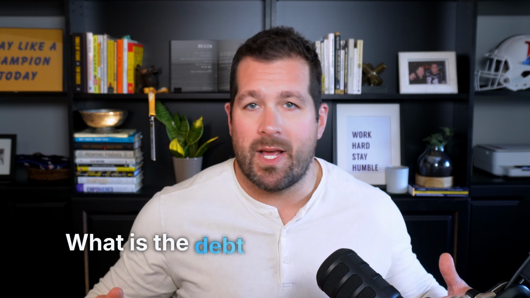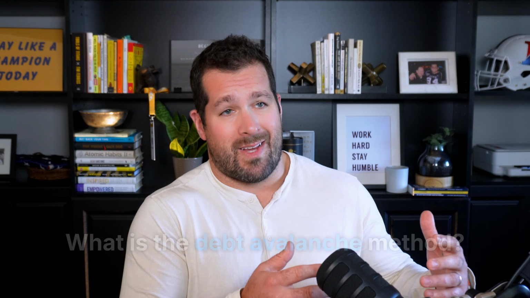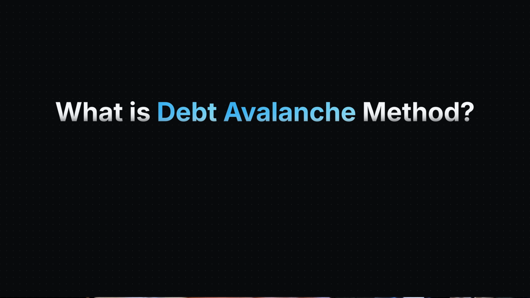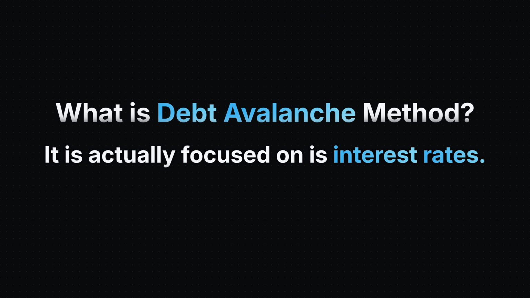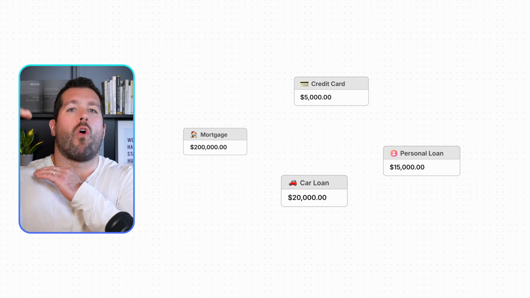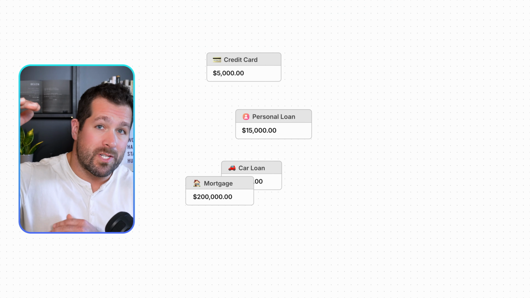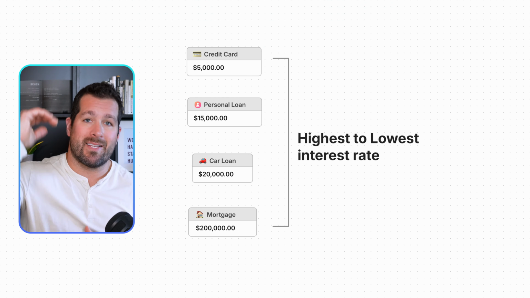So, what is the debt avalanche method? Well, it's actually a really powerful strategy similar to the debt snowball, but instead of the debt snowball, what we're actually focused on is interest rates in the debt avalanche. Here's how it works. You're going to list all of your debts from the lowest interest rate all the way up to the highest interest rate.